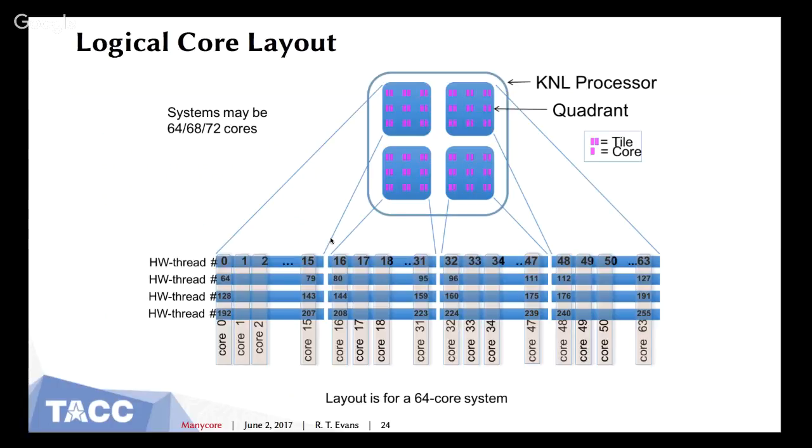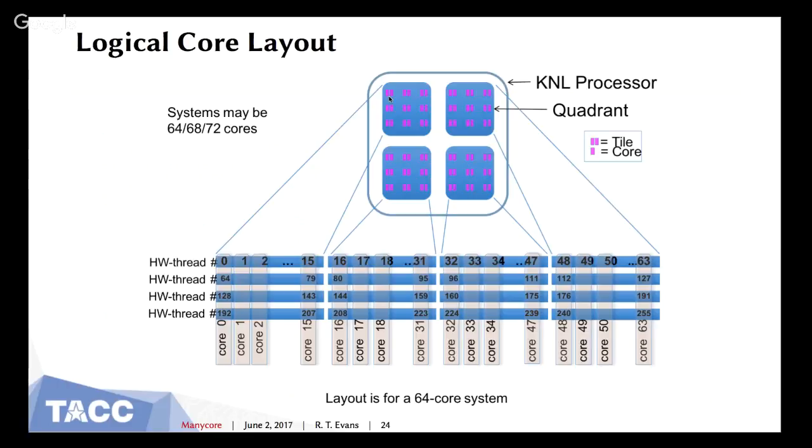Okay, so here's a picture. Ignore the quadrant part. Each of these little purple rectangles is a tile. By default, on this architecture, the cores are numbered across the physical cores. If you have experience with the previous KNC, it was exactly the opposite. The first physical core had logical cores 1, 2, 3, and 4. Here, we start at 0 and we go across the physical processor grid.